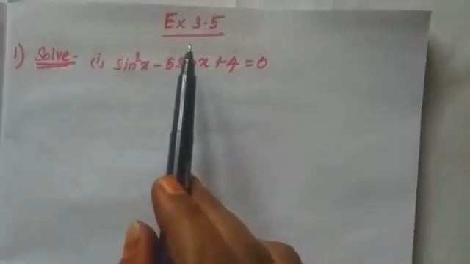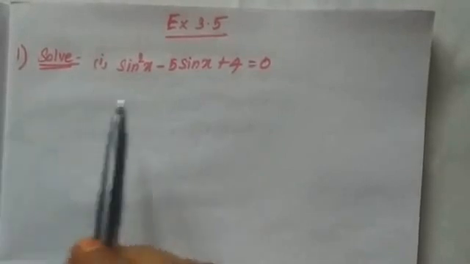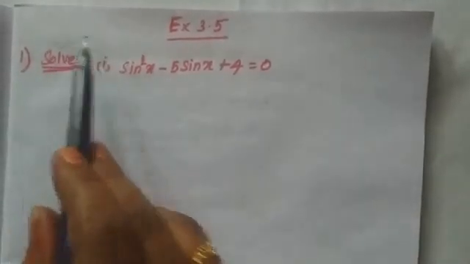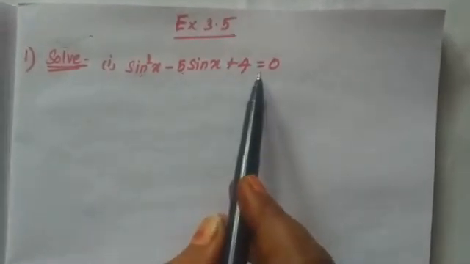Now we shall see the problem which is given under exercise 3.5. First problem we are going to see. Two different subdivisions are there. First subdivision asks us to solve again. What was given? sin²x − 5 sin x + 4 = 0.